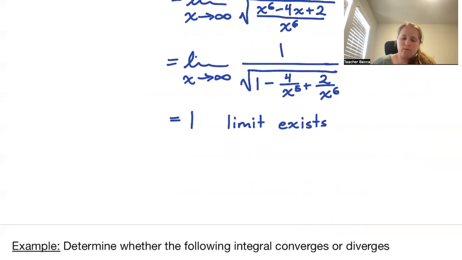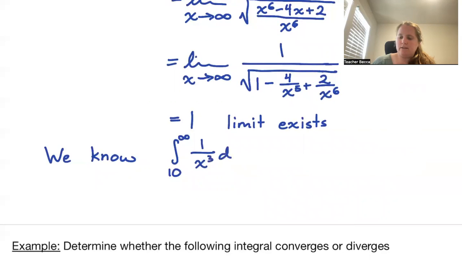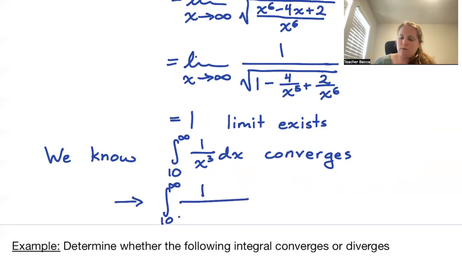We know that the definite integral from 10 to infinity of 1 over x cubed dx converges. And so therefore, we have that the definite integral from 10 to infinity of 1 over the square root of x to the 6th minus 4x plus 2 dx must also converge.